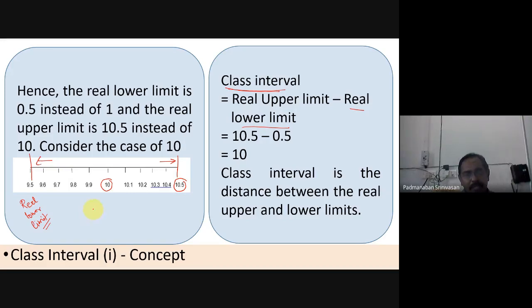And how to get the class interval? It is the real lower limit subtracted from the real upper limit. That arrived value we call class interval. So now we understood two things. One is called class, the other one is called class interval. The distance between the real upper and real lower limit in a class is called class interval.